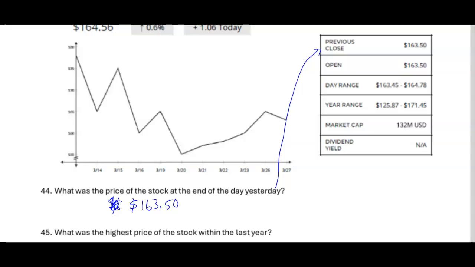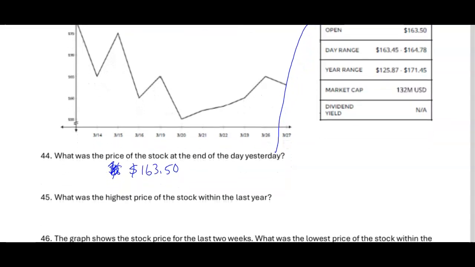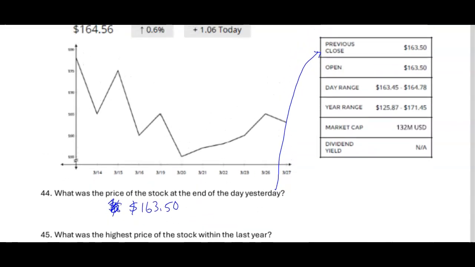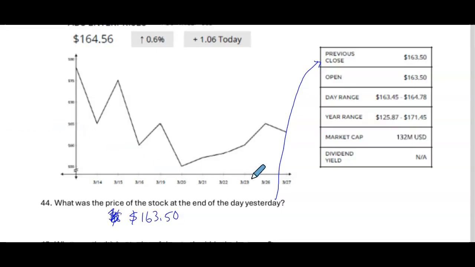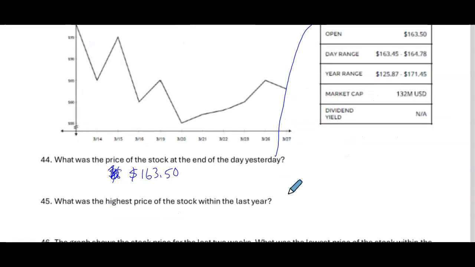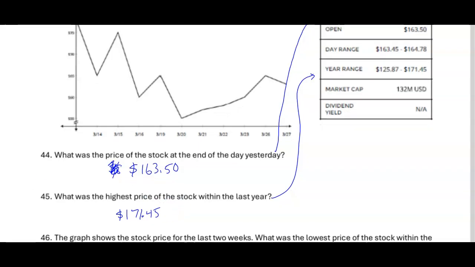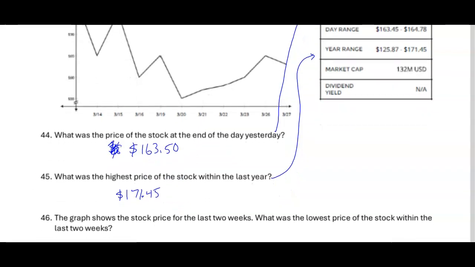$163.50. All right, so that's the previous close. The highest price of the stock within the last year. We don't want to be looking on the graph for this because this is only going throughout the month of March. But the year range here, right? The year range is going to tell us where the lowest and highest of the last year is. So the highest price of the stock over the course of the year would be this upper one, which is $171.45.